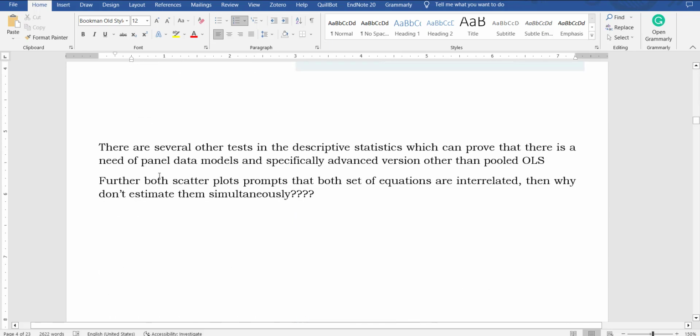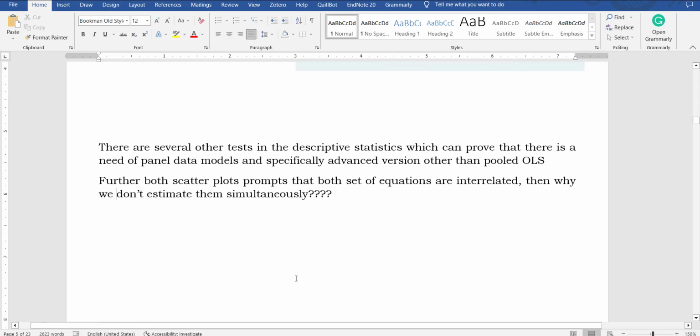Okay, so there are several other tests which can prove that there is a need of panel data models, specifically advanced ones other than the pooled OLS. Further, both scatter plots suggest that these equations are interrelated. Then why don't we estimate them simultaneously?